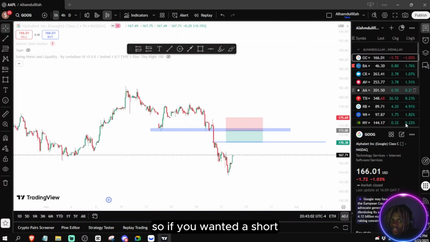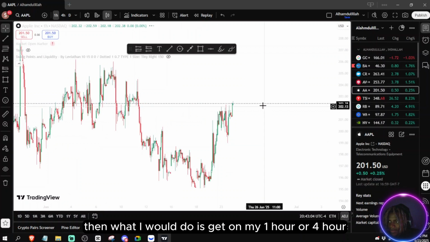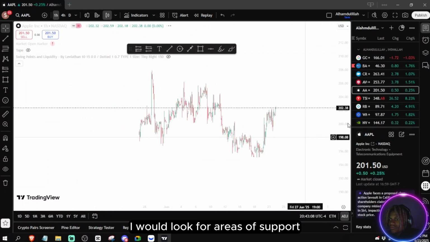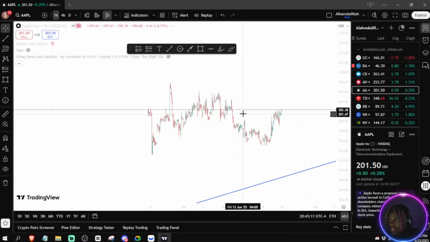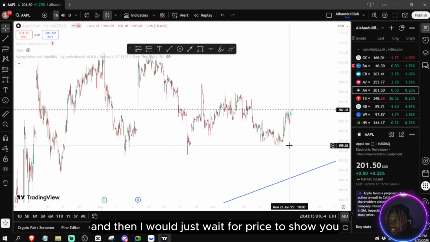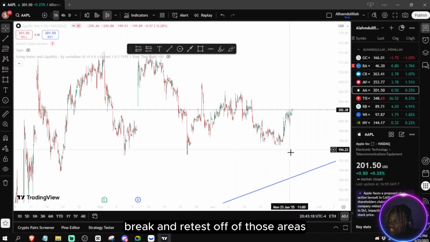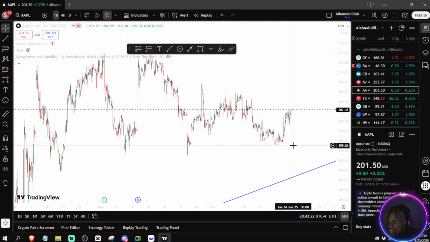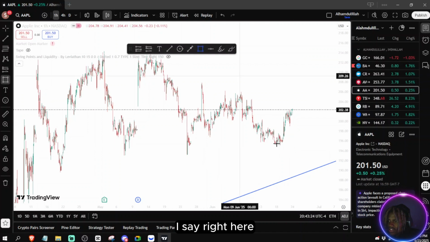So if you wanted to short, say market's in heavy downtrends, then what I would do is get on my 1 hour or 4 hour. I would look for areas of support. And then I would just wait for price to just show you break and retest off of those areas. And then you could take it out to the next area. Like say right here.